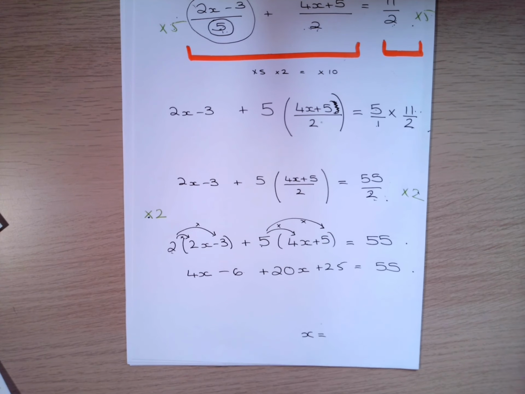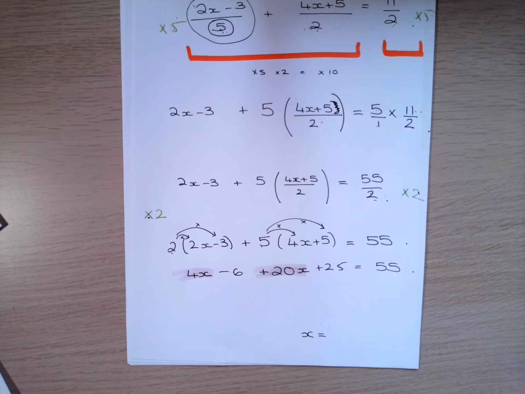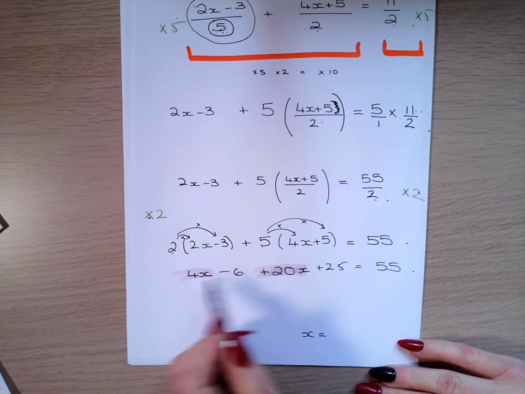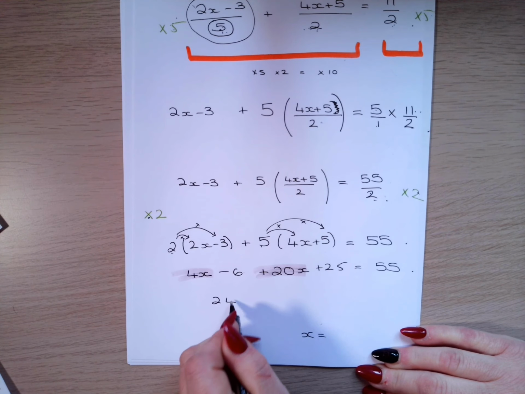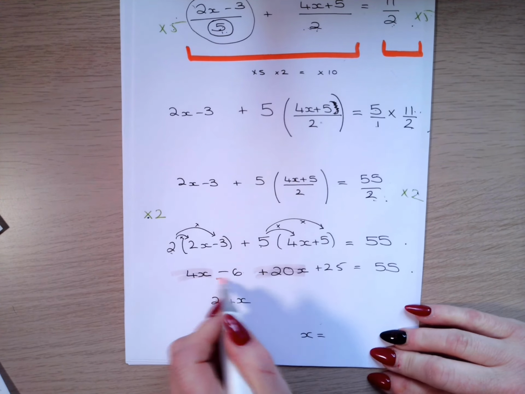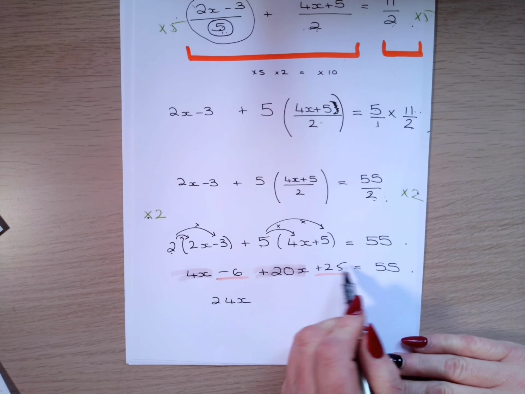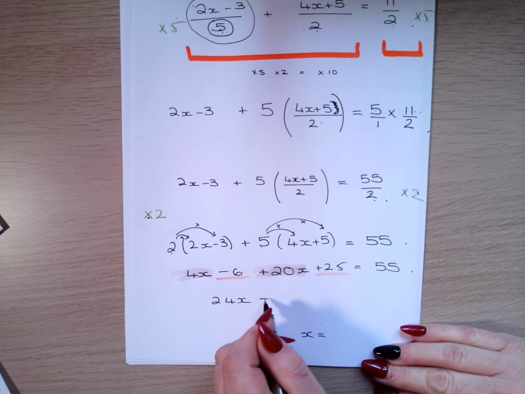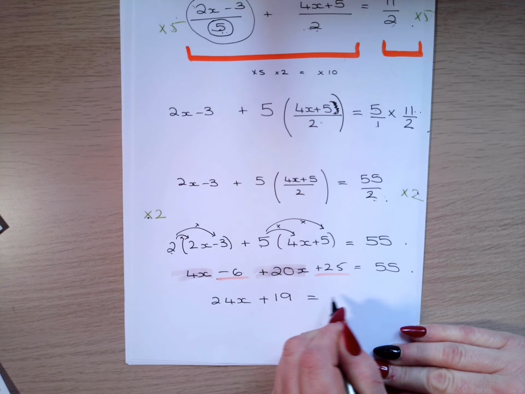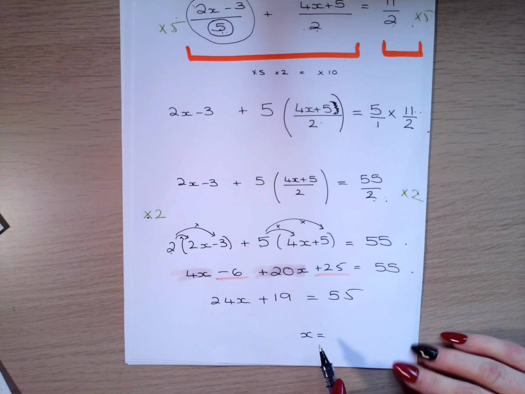Right then, we've now got a case of collecting like terms. So get the x's together. You've got 24x. And then you've got a minus 6 and a plus 25. So plus 25, take away 6 is plus 19, is equal to 55. Oh yeah, looking a bit simpler now, isn't it? Right, need x on its own.